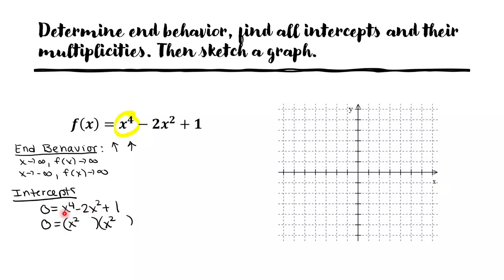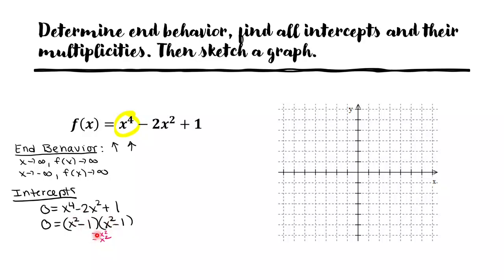Because the first term is an x to the fourth, when I fill in my parentheses, it's got to be an x squared and an x squared. That'll give me x to the fourth. Then I look at the last number. The last number is a 1. So I have to put in a 1 and a 1. And if I want the middle to add up to negative 2, they both have to be negative 1s.